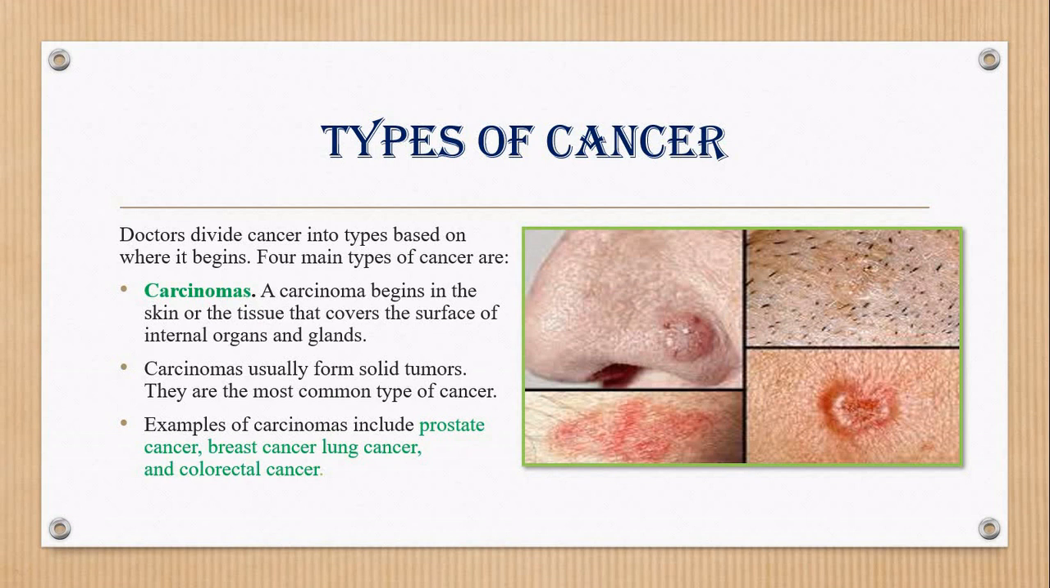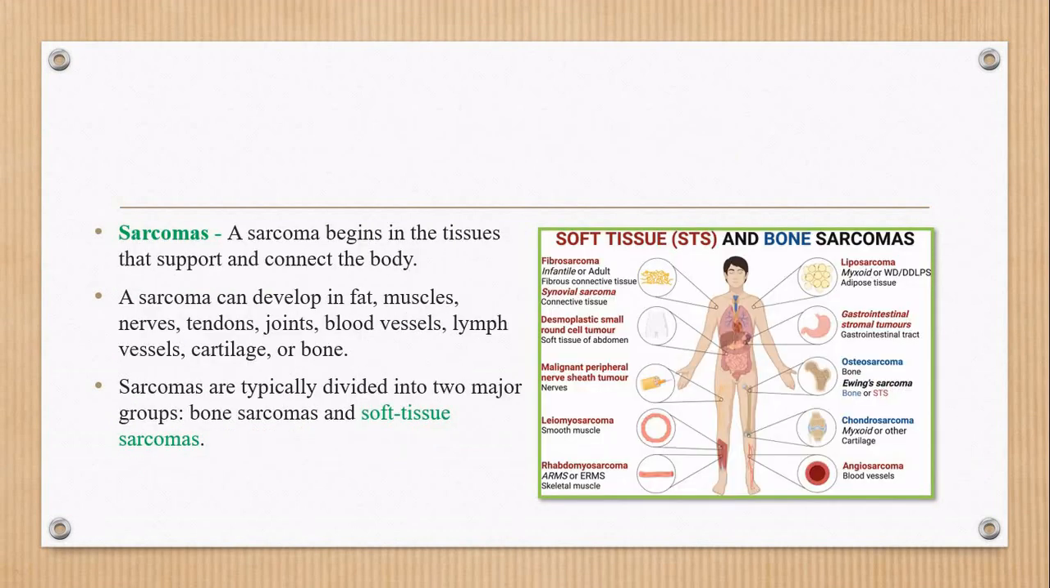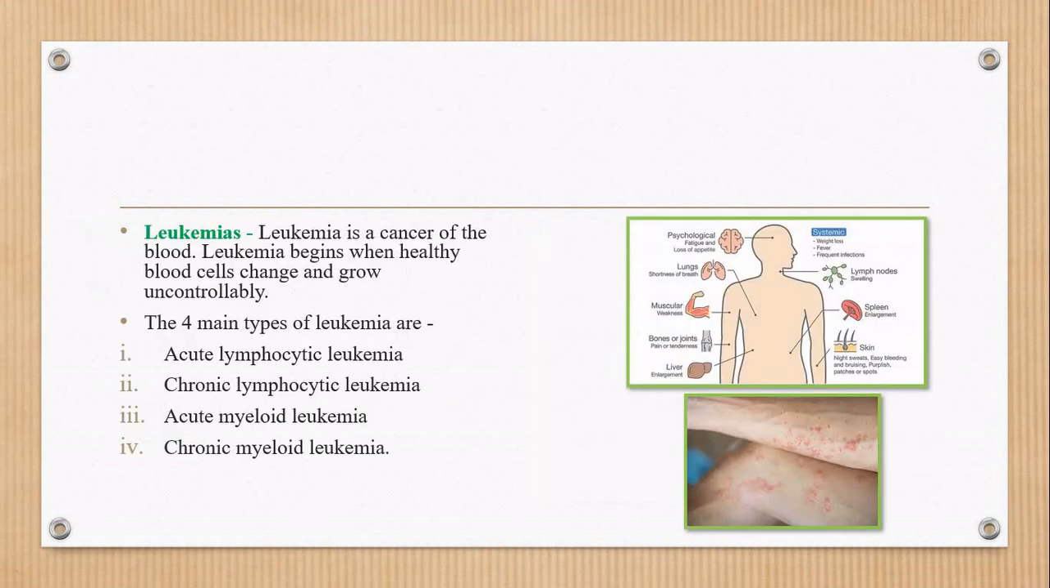Types of cancer. Carcinomas. A carcinoma begins in the skin or the tissue that covers the surface of internal organs and glands. Examples of carcinomas include prostate cancer, breast cancer, lung cancer, and colorectal cancer. Sarcomas. A sarcoma begins in the tissues that support and connect the body. A sarcoma can develop in fat, muscles, nerves, tendons, joints, blood vessels, lymph vessels, cartilage, or bone. Sarcomas are typically divided into two major groups, bone sarcomas and soft tissue sarcomas.